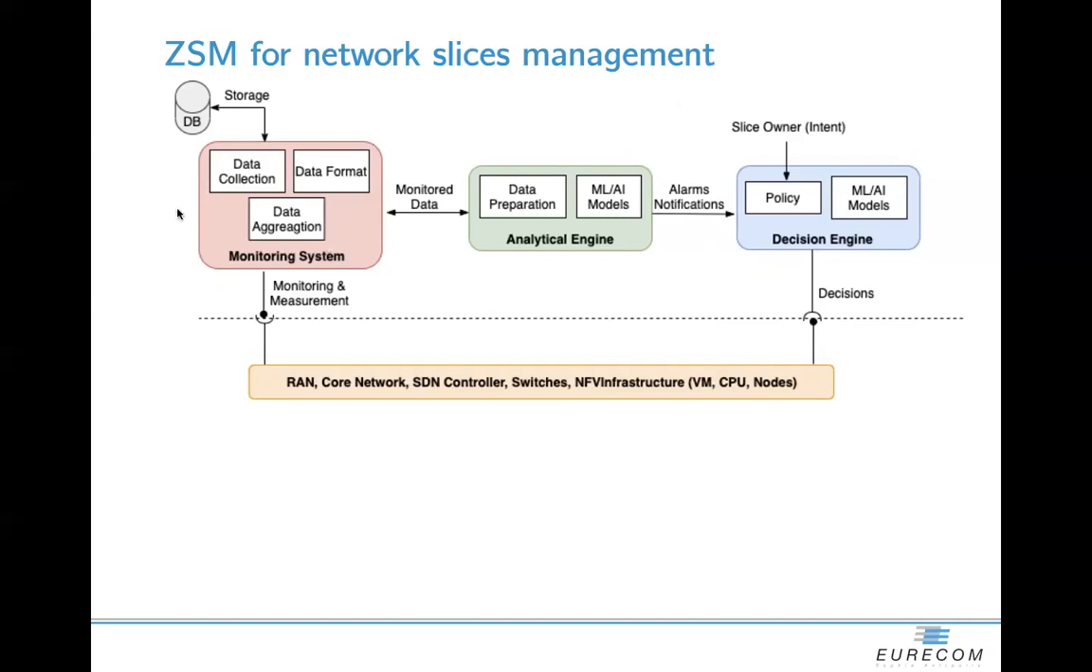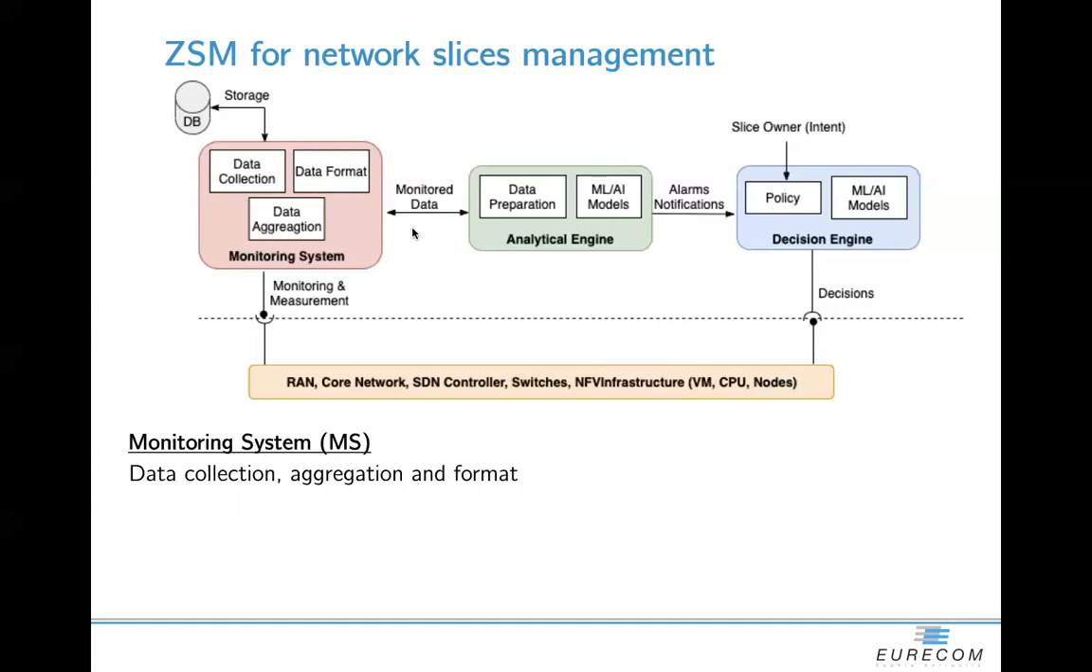So MonB5G introduced the element which is called the monitoring system. The monitoring system's objective is to do data collection from all the technological domains hosting an end-to-end slice, format the data, and aggregate this data. So the data will be provided and exposed to be consumed by what we call an analytical engine. The role of the analytical engine is to train machine learning models, but also to run these algorithms and do inference in order to detect any anomaly or security threat, as in this demo.